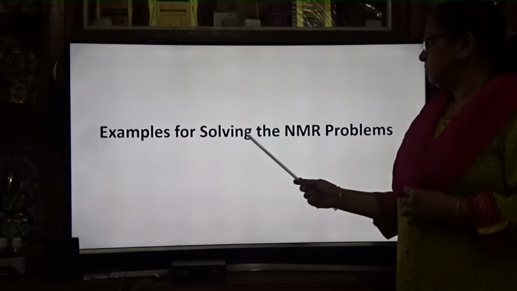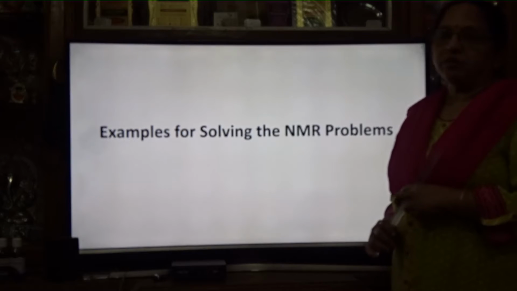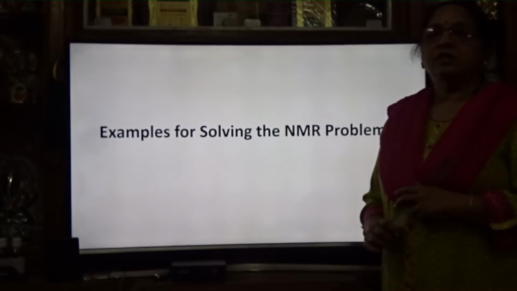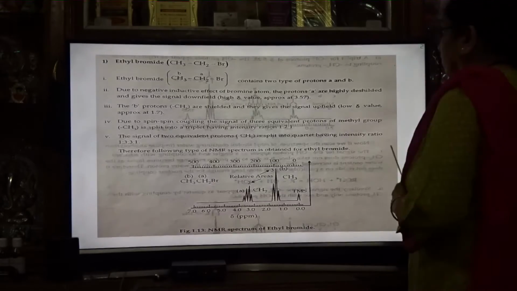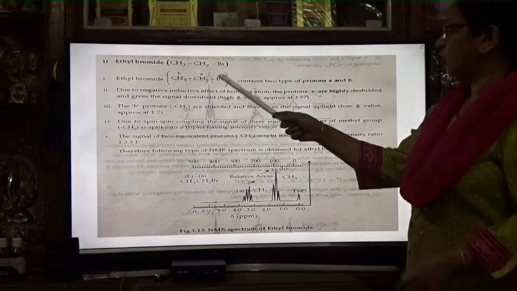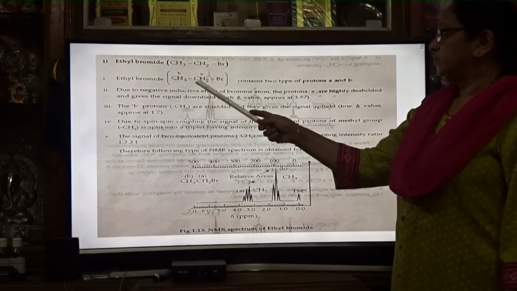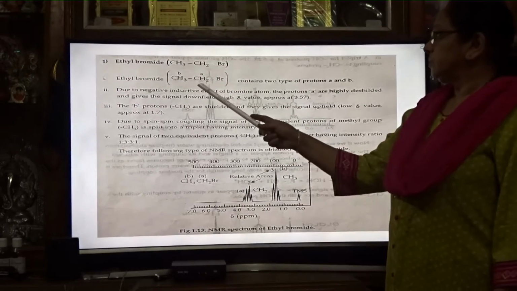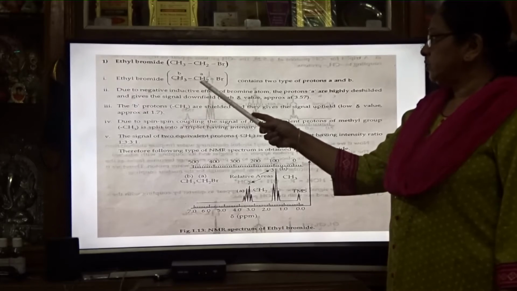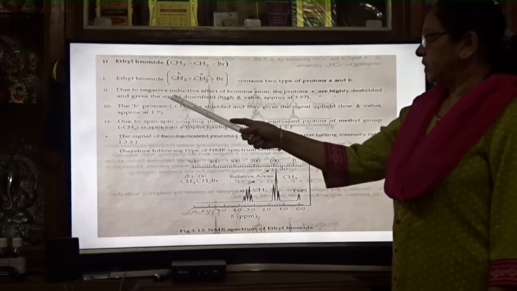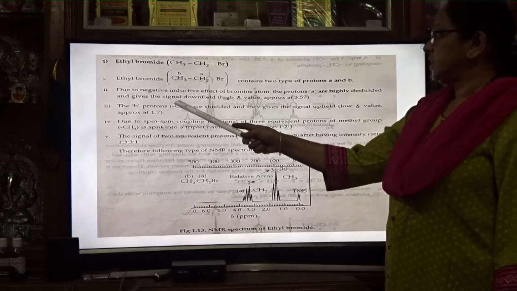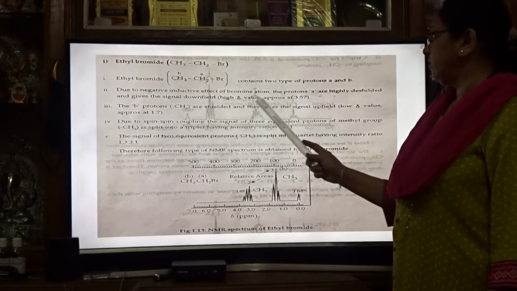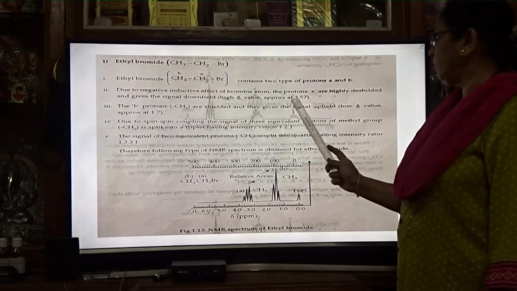Now we will see the examples for solving the NMR problems. There are 7 examples in your course that we will study one by one. First example is ethyl bromide. Formula is CH3CH2Br. So here you are getting two peaks, one for CH2 and one for CH3. Due to the negative inductive effect of bromine, the CH2 protons are highly deshielded and give the signal at a high delta value. It has the value of 3.57.